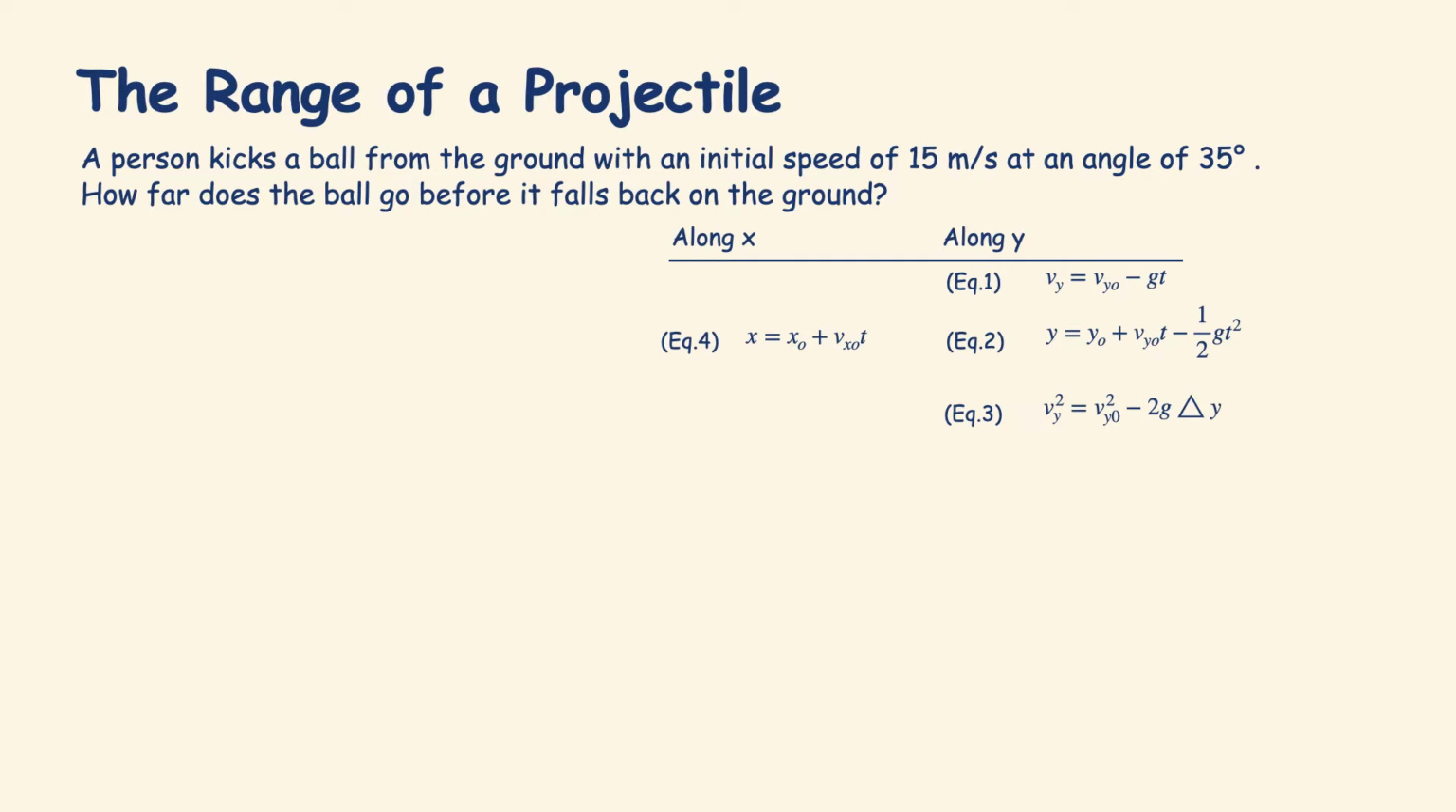So just as in the other projectile motion examples, we will be using this set of 4 equations. One that pertains to the motion along the horizontal direction, that's equation 4 here, and 3 for the vertical motion. Let's look at the problem here.